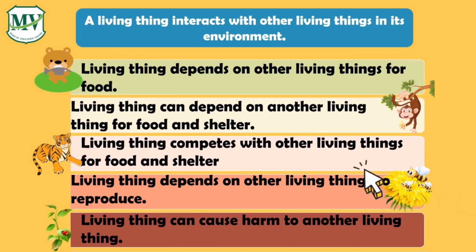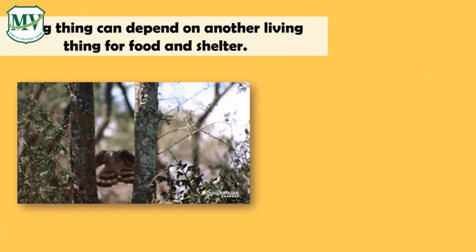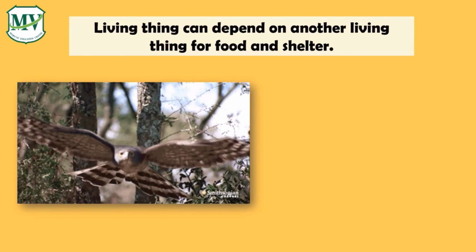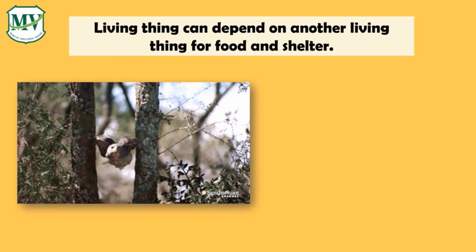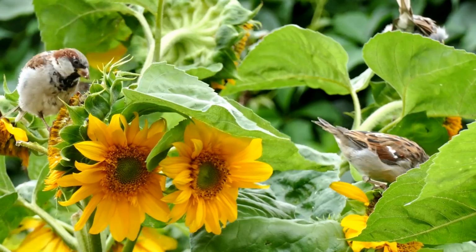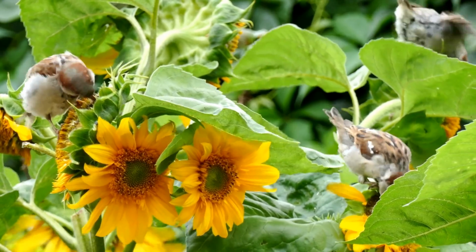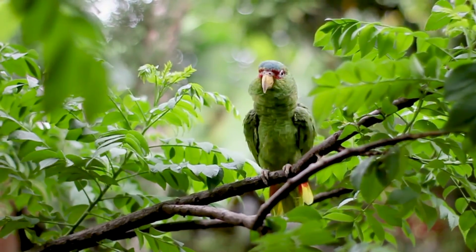Next, a living thing can depend on another living thing for food and shelter. Some animals depend on plants for shelter and protection. Trees provide shelter for animals from the scorching sun and rain.